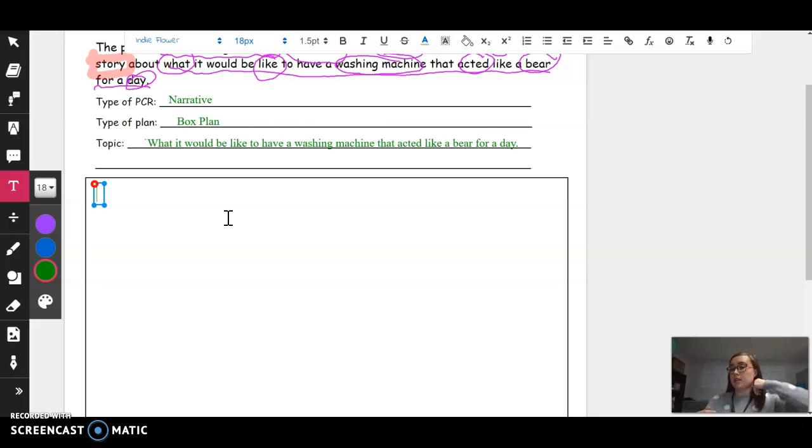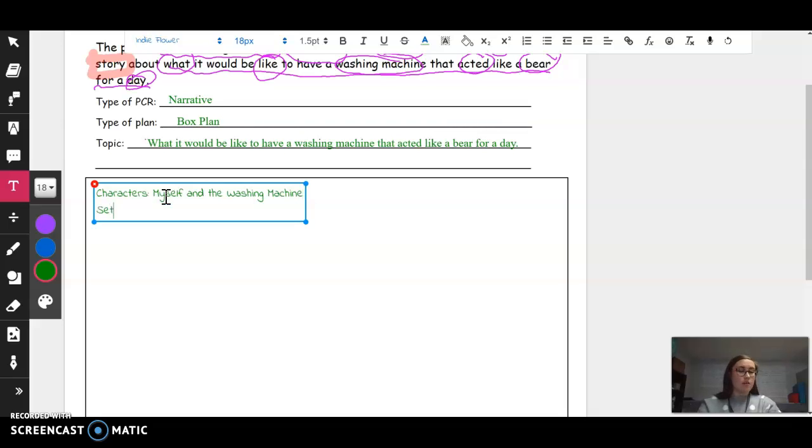I know that it's myself and the washing machine, because I am going to talk about how it is like, and then my other character is the washing machine. So I'm going to write characters, and then a colon. I cannot spell today. So I know that it is myself and the washing machine. Now I'm going to go down to my setting. My setting is where the story is taking place. And so where are washing machines? Well, they're in the laundry room. So I'm going to write laundry room.